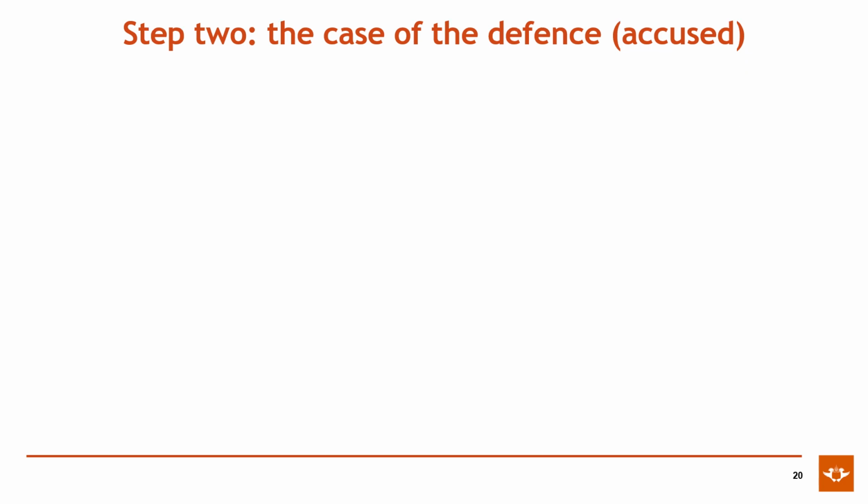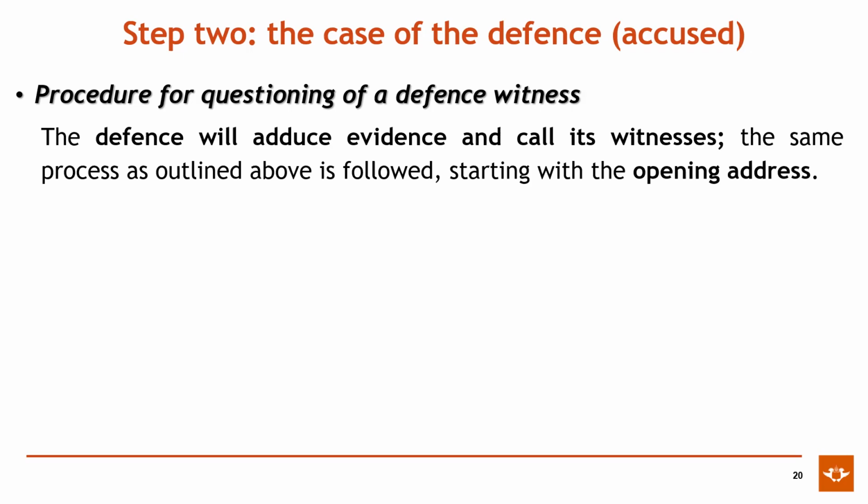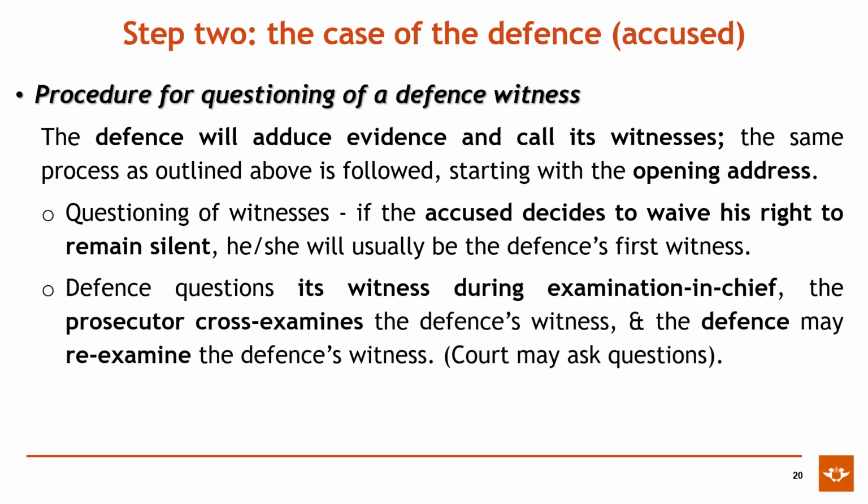If the accused decides to waive his or her right to remain silent and intends to adduce evidence, he or she or their legal representative may address the court for the purposes of indicating to the court without comment what evidence is intended to be adduced on behalf of the accused. Now, if the accused calls witnesses, whether that includes him or herself or other witnesses, the same procedure that we discussed under the state's case will follow.